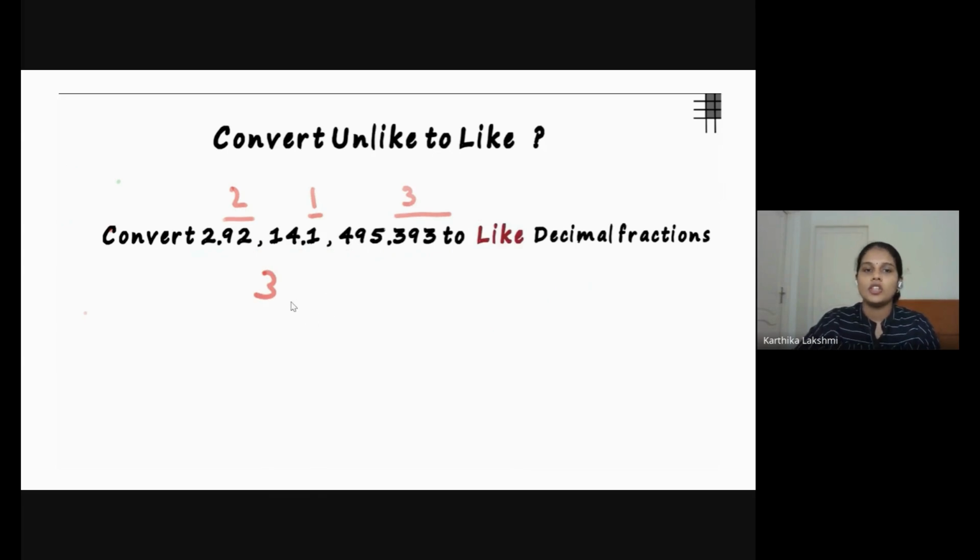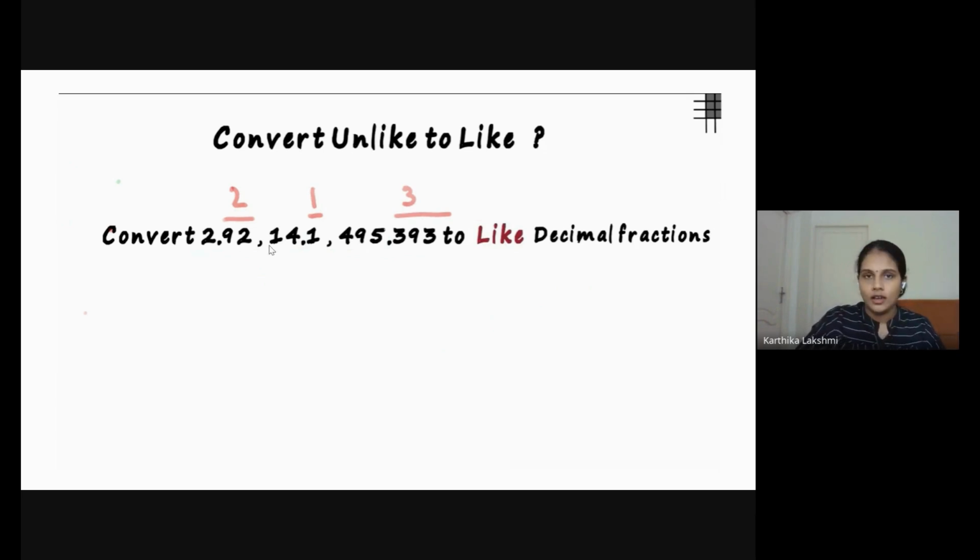3 is the largest number here: 1, 2 and 3. So what are we going to do? We need to convert these fractions into 3 digits in the decimal part. We are going to convert the unlike fractions into like fractions. What are like fractions? Same number of digits in the decimal part. But here different numbers of digits are there, so we are going to make the same number of digits in the decimal part.